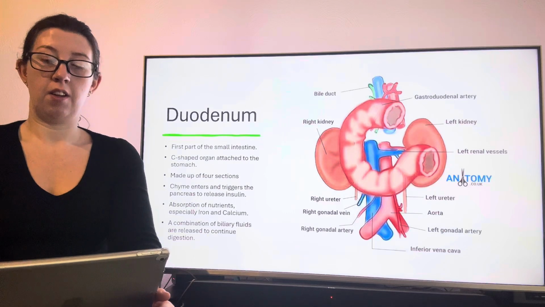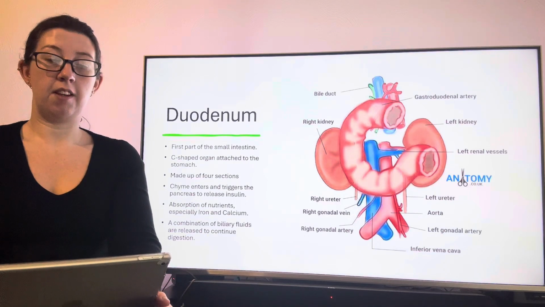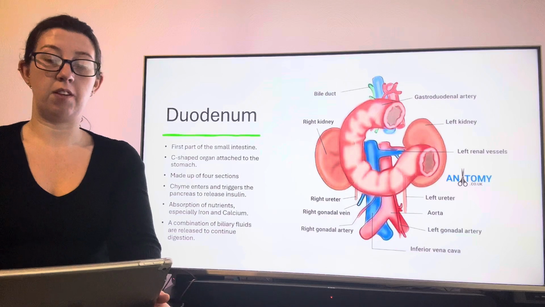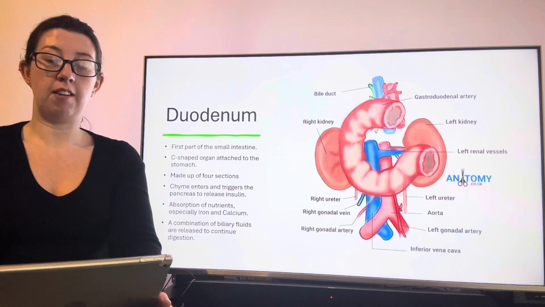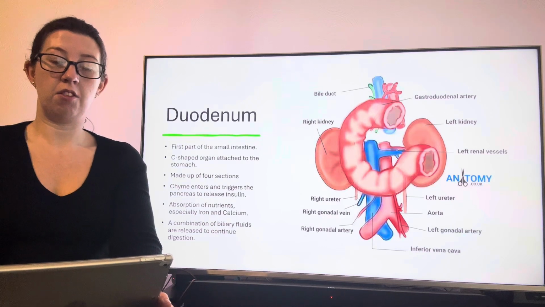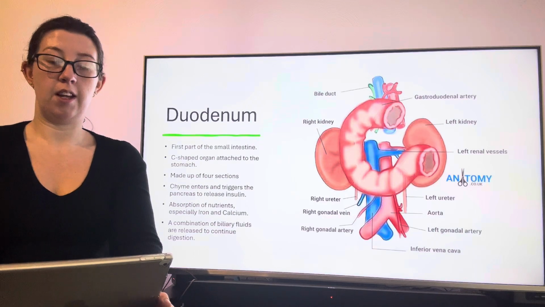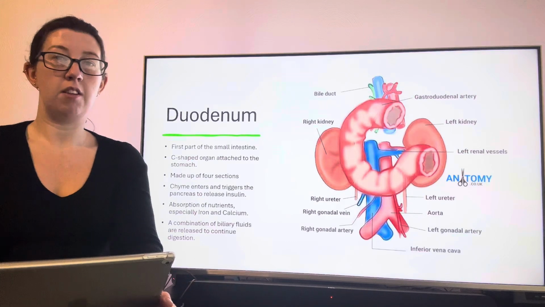Duodenum. This is the first part of the small intestine. It is the shortest segment, 23 to 28 centimeters long, and is a C-shaped organ attached to the stomach. A common biliary duct is attached to the duodenum, which feeds in enzymes from the liver and pancreas. The mucous lining of the last 2 segments of the duodenum begins the absorption of nutrients, in particular iron and calcium, before the food contents enter the next part of the small intestine, the jejunum.